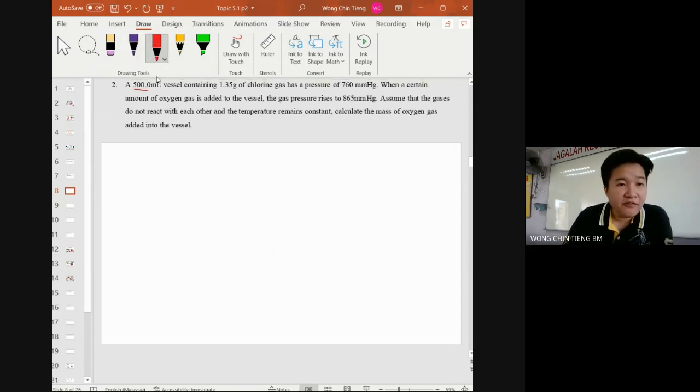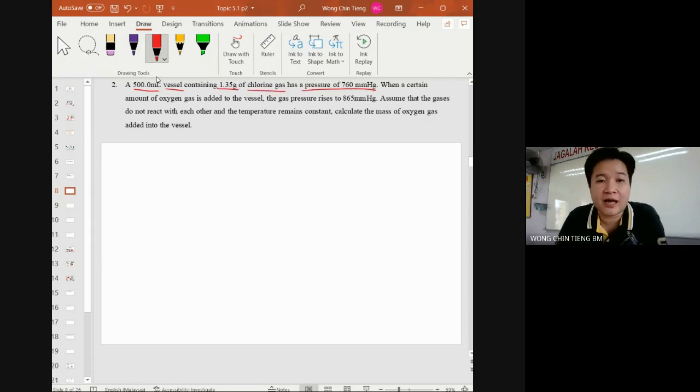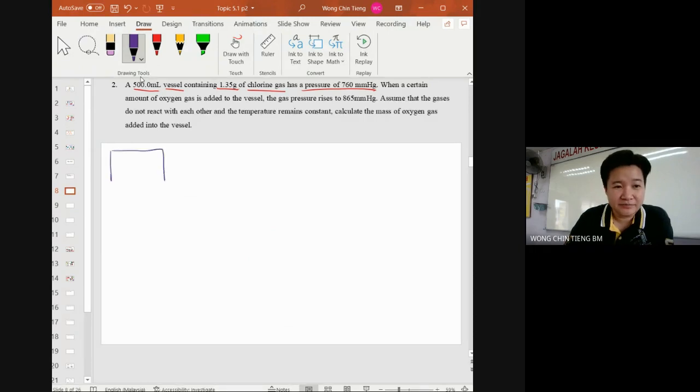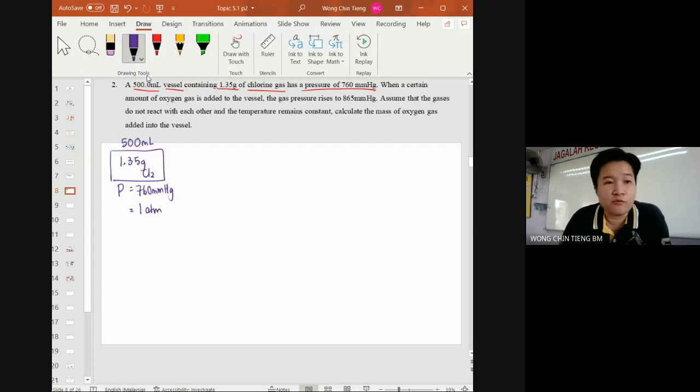Okay, a 500 ml vessel contains 1.35 gram of chlorine gas and has a pressure of 760 millimeter mercury. I love this type of question. Ada 2 container. Vessel is actually a container. So the first vessel is 500 milliliter, contains 1.35 gram of chlorine gas, and the pressure in here, not total, is 760 millimeter mercury, 1 atm. Setuju? Tak payah convert pun kita nampak.